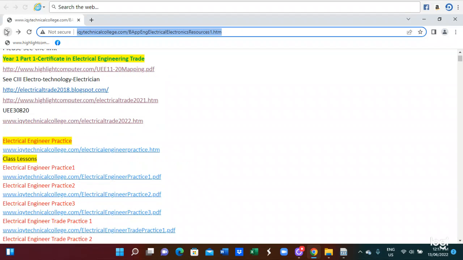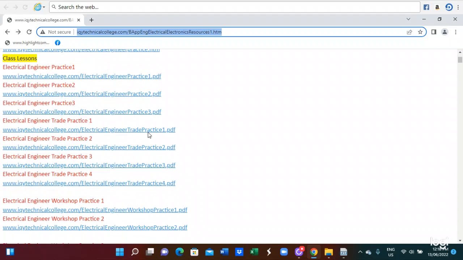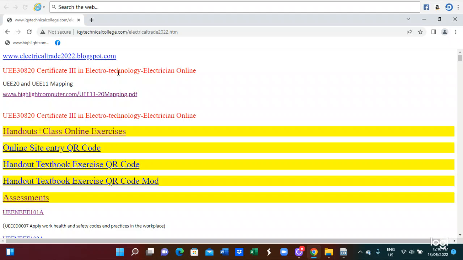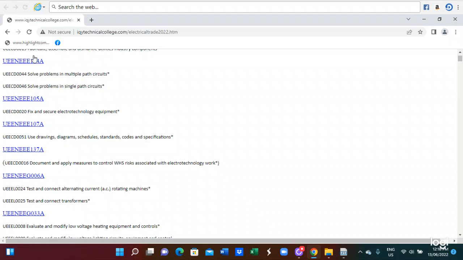So firstly go to the electrical trade 2022.htm, ijoinedcollege.com/electricaltrade2022.htm. When you enter through the electrical trade 2022.htm, you see the display page. So those are the units.